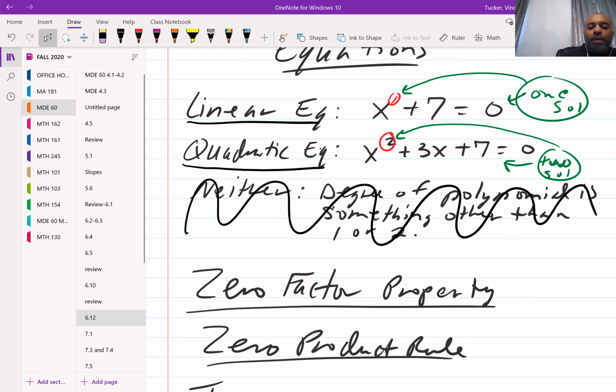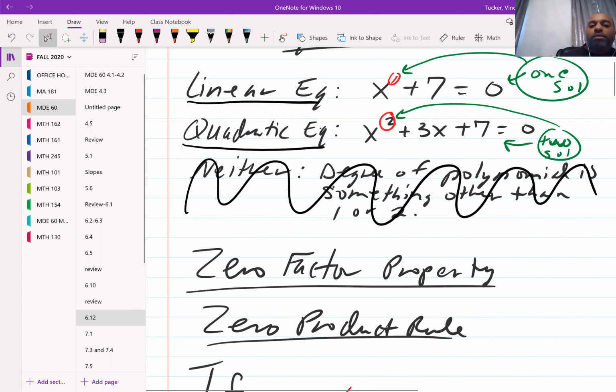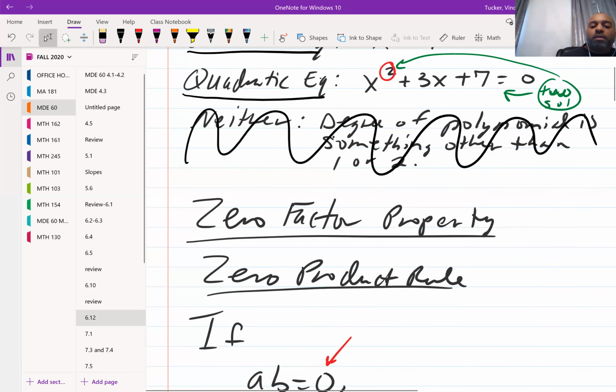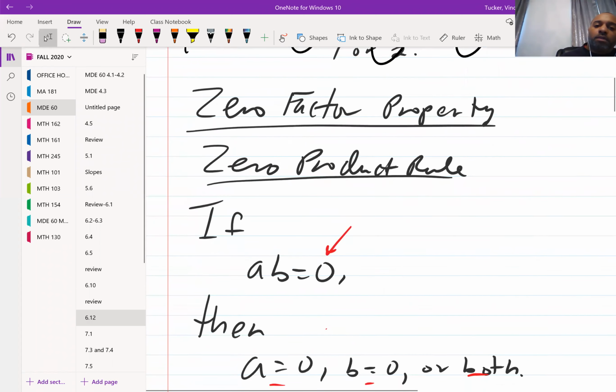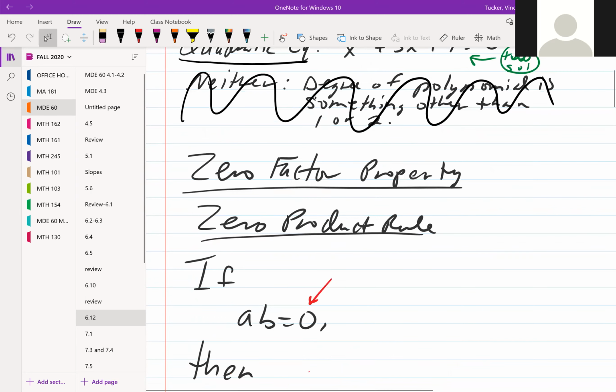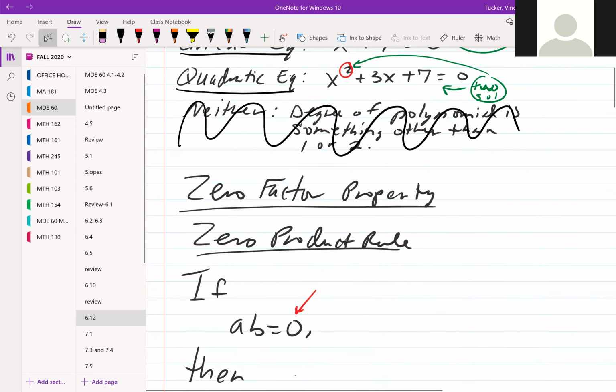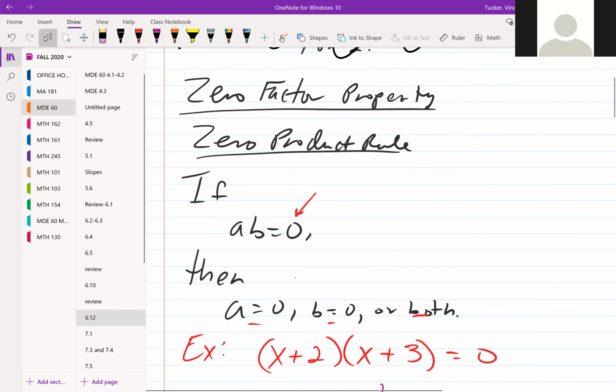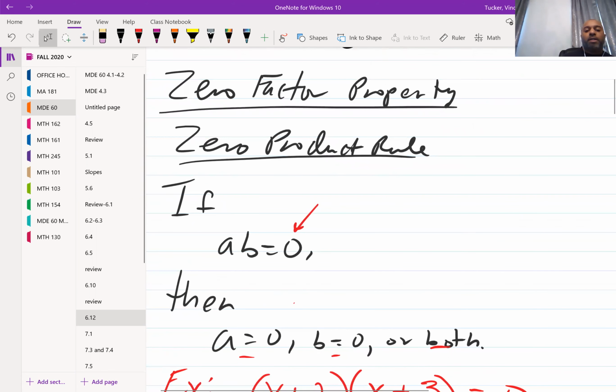All right, looking at the zero factor property. Some books call it a zero product rule. So it says if A times B is equal to zero, that means either A is equal to zero, B is equal to zero, or both.